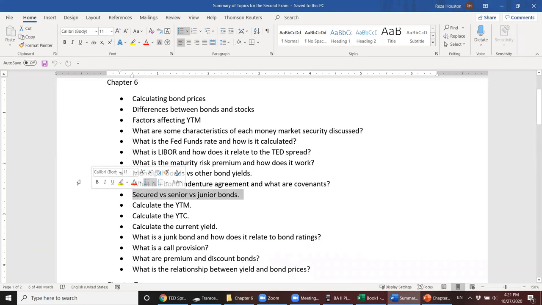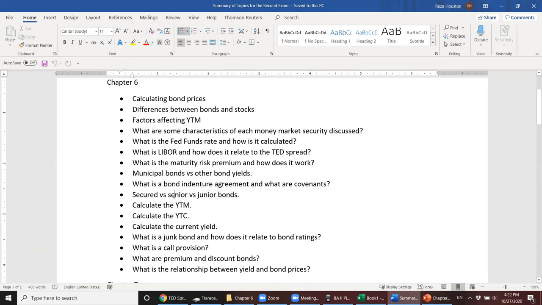Okay, senior versus junior versus secured bonds. So I know I said this in class, but we could literally spend an entire class or an entire semester on bonds. I think at Mizzou, they actually do offer a full bond class, but basically there's more bond issuances out there than there are stock issuances. And some of the various characteristics of these bonds relate to the order in the bankruptcy hierarchy.